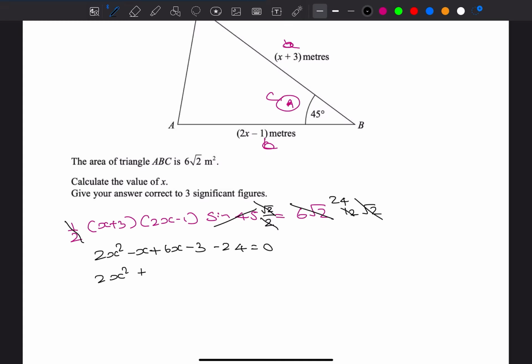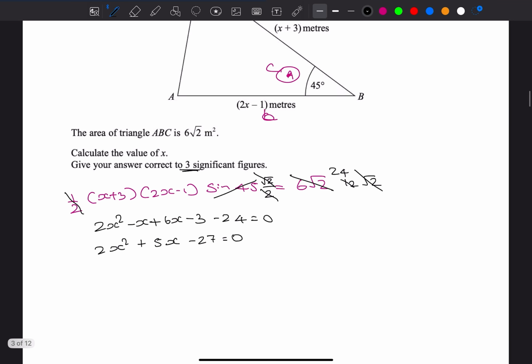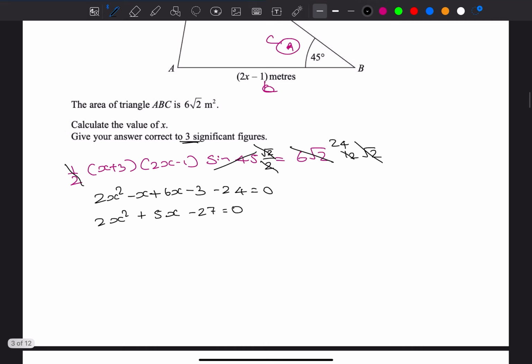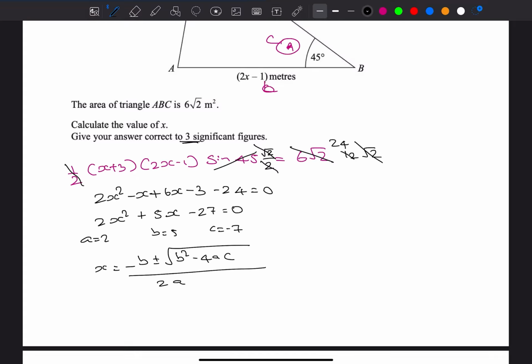2x squared plus 5x minus 27 equal to 0. Now you do not have to factorize it because you know the answer is to 3 significant figures. So quadratic formula, A is 2, B is 5, C is what? Minus 27. Quadratic formula, x equal to minus b plus minus square root of b squared minus 4ac divided by 2a. Minus b means it's minus 5 plus or minus square root of b squared, 5 squared. Take away 4, a is 2, c is minus 27.